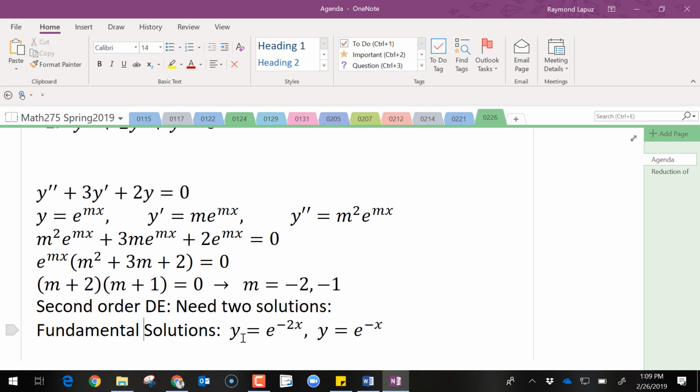All right, so we need two linearly independent solutions for a second order differential equation, and we have found them. So usually we would denote them as y1 and y2. So let's put y1 and y2.